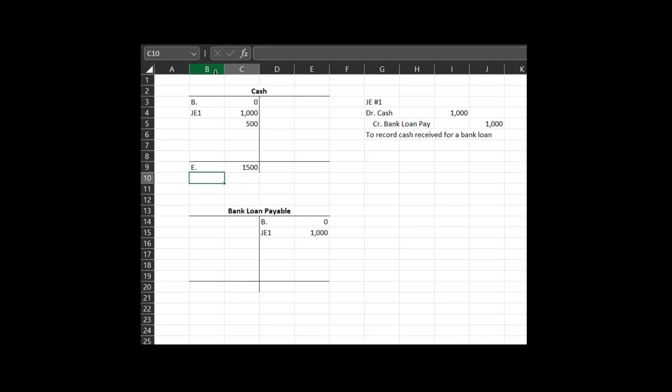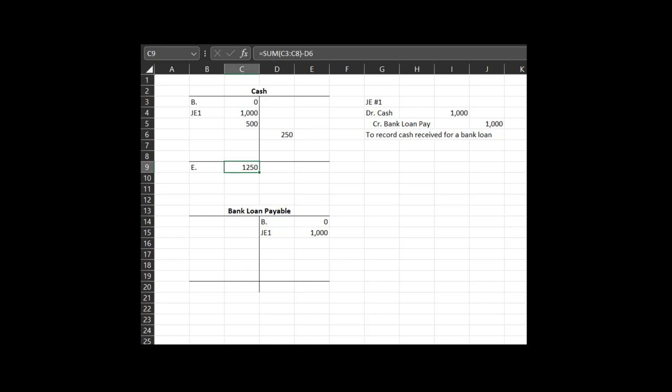All right, but what if there were two entries that increased cash, so two debits, and one over here that decreased cash? What would we do? Well, it is a sum of all of the debits net all of the credits. So our ending balance is this minus this equals this. So 1,250, makes sense. 1,500 here, 250 here, minus 250 equals 1,250 overall.